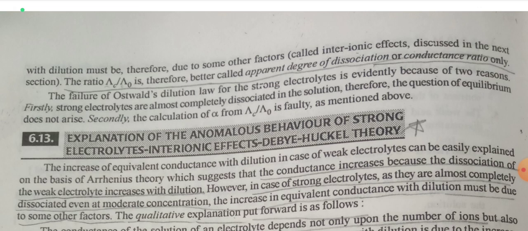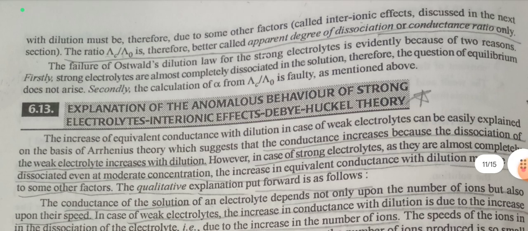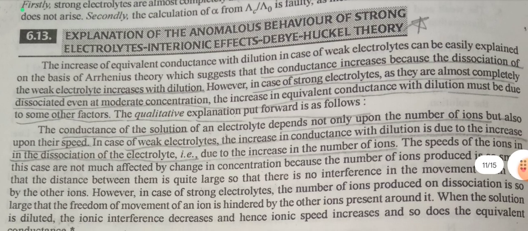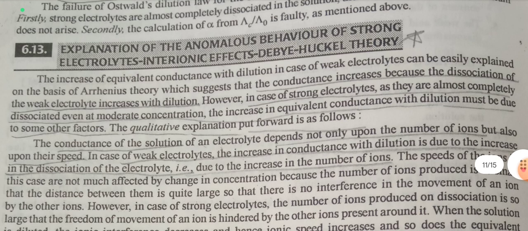The failure of Ostwald dilution law for strong electrolytes is evidently because of two reasons. Firstly, strong electrolytes are almost completely dissociated in the solution, therefore the question of equilibrium does not arise. Secondly, the calculation of alpha from lambda C by lambda naught is faulty as mentioned above. Explanation of anomalous behavior of strong electrolytes.